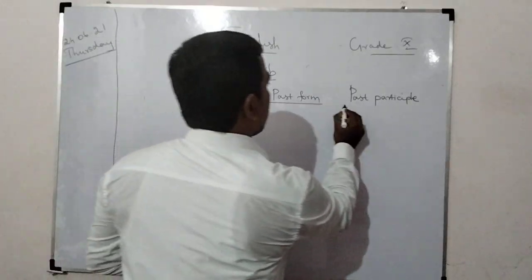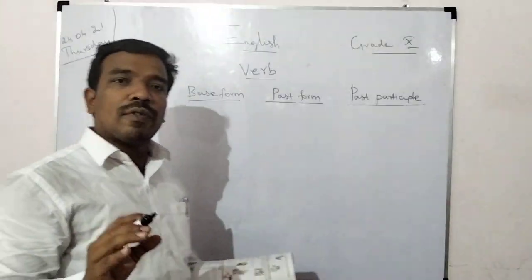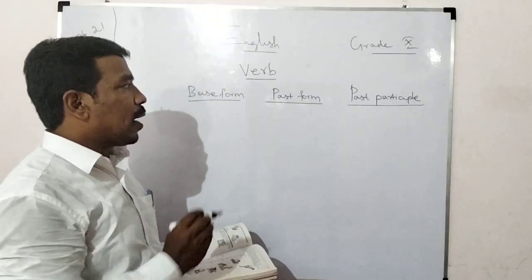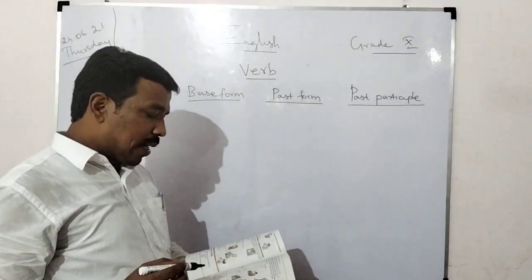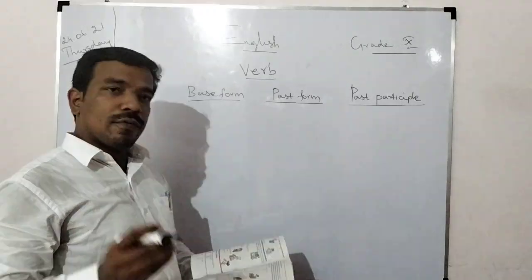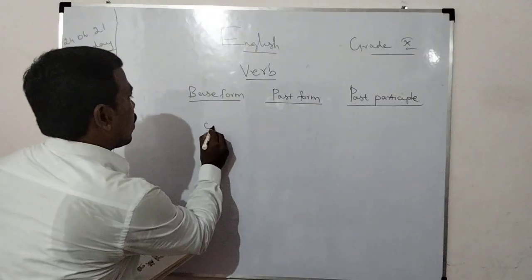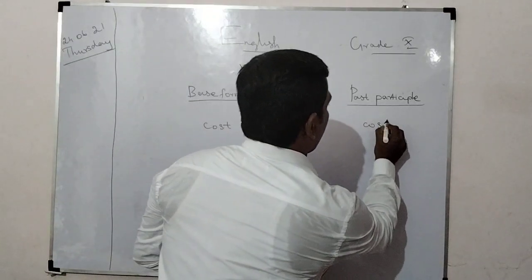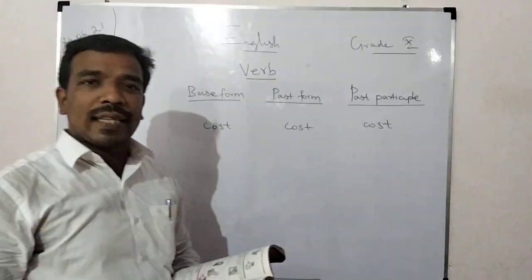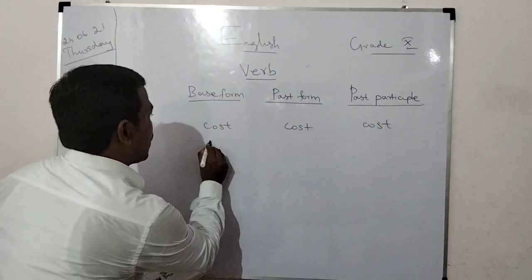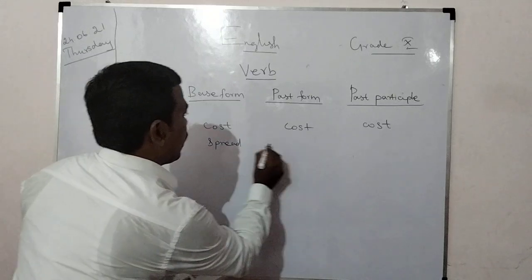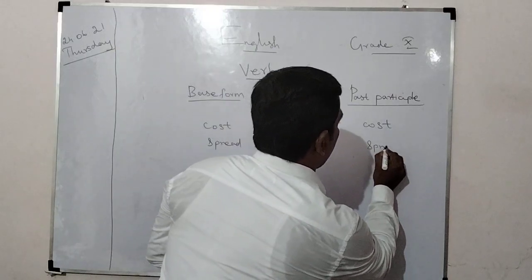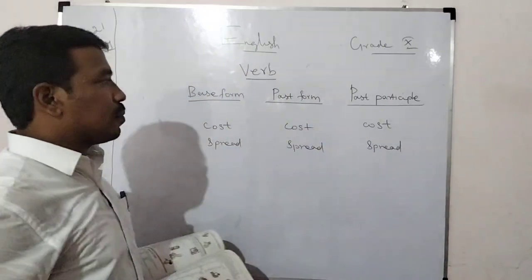In the first class itself I said how many forms of verb there are in English: three forms of verb. One is the base form of verb, another is the past form of verb, and the third one is the past participle form of verb. Here, for example, I am saying cost, cost, cost. Have you understood? The three forms are the same. One more example I will give you: spread, spread, spread. The three forms are the same.